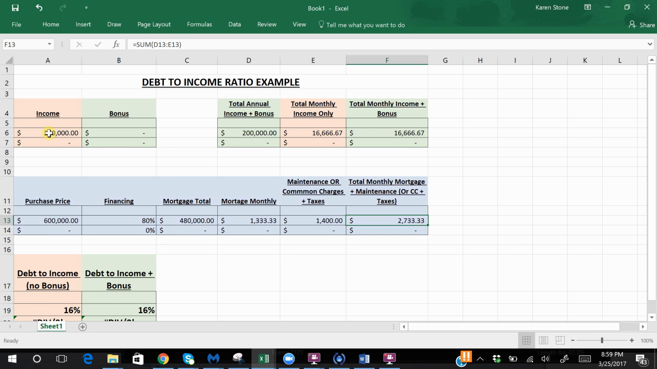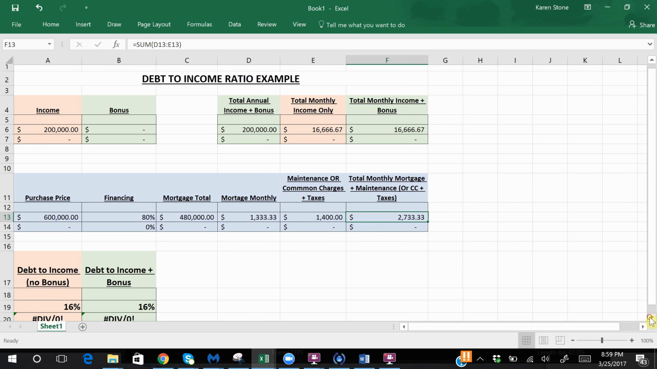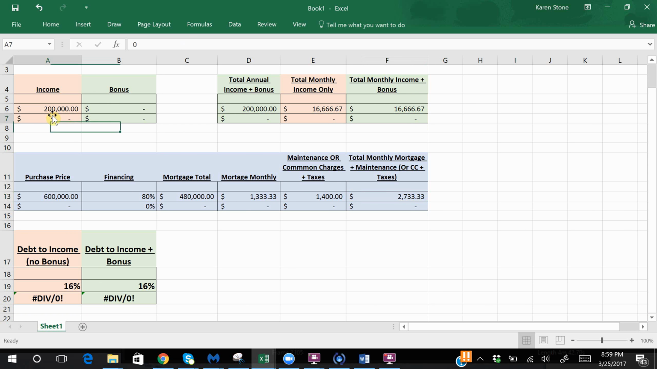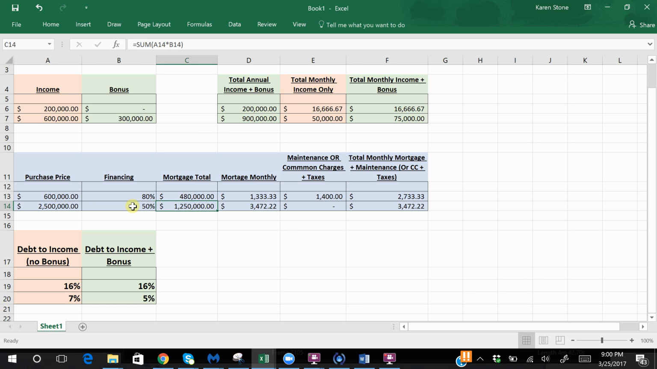Now, for the next example, let's assume that our income is at $600,000 and we are making a bonus of $300,000, a pretty healthy bonus. Now you can see that your monthly income is at $75,000. Let's assume a purchase price of about $2.5 million and you plan on financing only 50%. So there's your loan amount, your monthly mortgage amount.